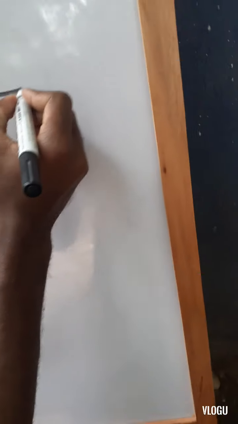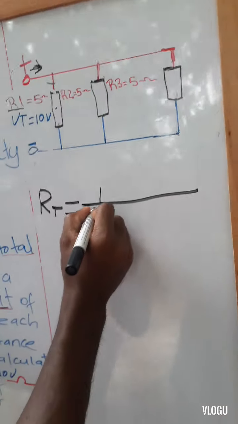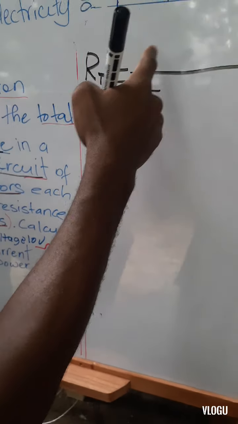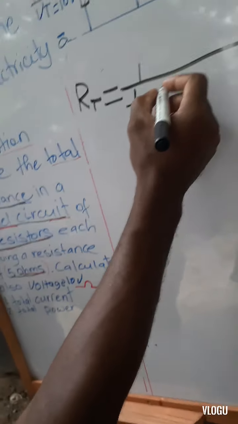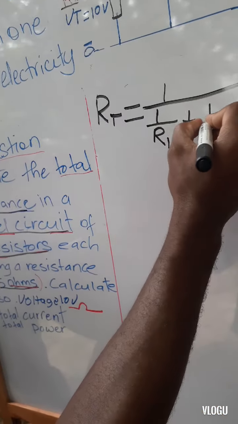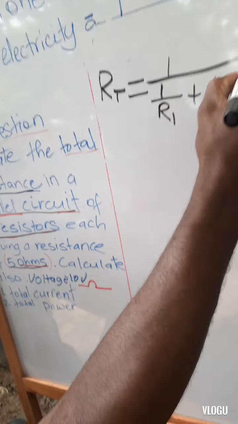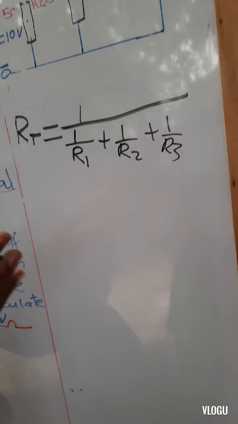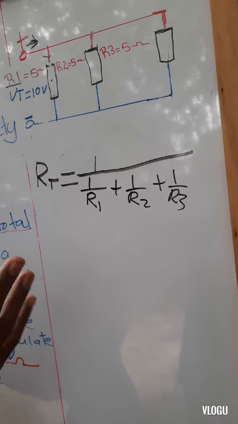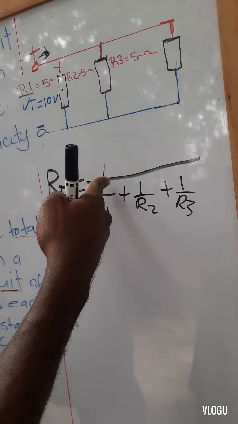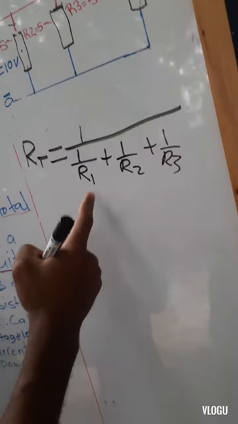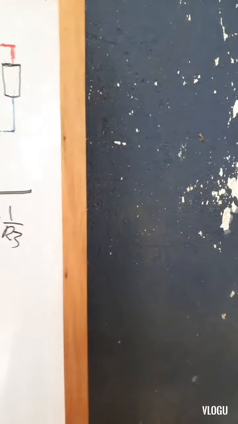We will have 1 over a fraction, over R1. We call this the 1 over 1 method, okay? So plus 1 over R2, which is resistor 2, plus 1 over R3. Now, to make this more simple, we're going to forget about this fraction for now, and we're going to plug in our values. We already know that all of them are 5 ohms according to the question.